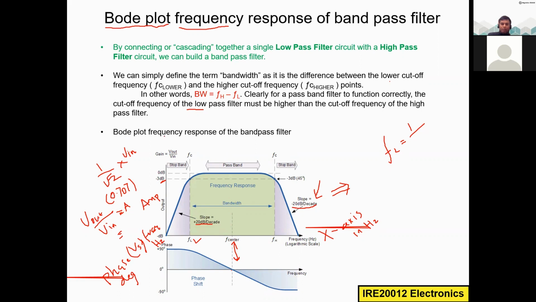So the Bode plot we had seen already. You just try to remember the stop band and then the pass band. The pass band is nothing but the bandwidth. So bandwidth is the difference between FL and FH, so FH minus FL. And the y-axis is the gain in terms of dB. The gain is nothing but the transfer function. So we have to take the logarithm, and then we will get it in terms of dB instead of V out divided by V in.